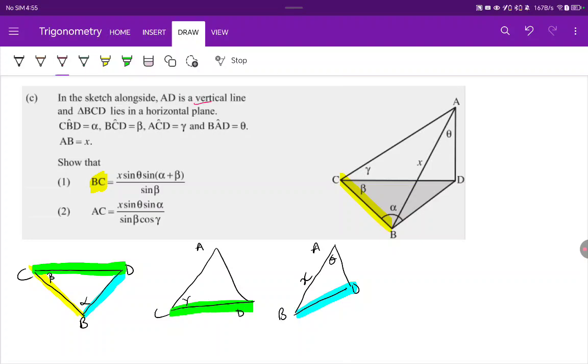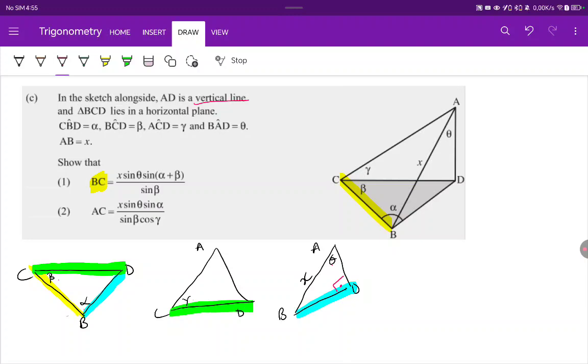Start with the beginning. Vertical line means I have a 90 degrees there, which is kind of important. Then I put all my angles in. I have alpha here, I've got beta there, I've got gamma there, and I've got theta over there. So great stuff. Question 1 says prove that BC is equal to the fraction.